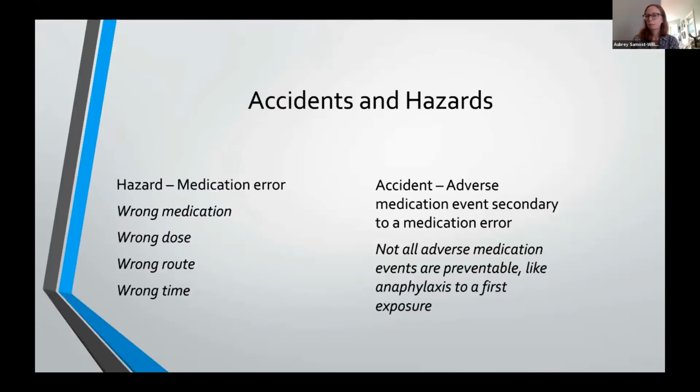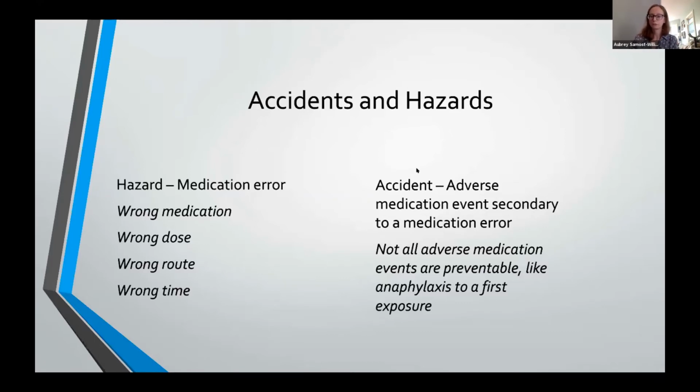So we started, like with all STPAs, with our accidents and our hazards. And these are reasonably clear and actually easy to apply in medicine, I've found. So the hazard is just medication error, and there's a lot of work done in defining medication errors, but essentially we talk about the 4 or 5 rights or wrongs in this case, which would be wrong medication, wrong dose, wrong route, wrong time, and sometimes people add wrong patient. And then these can be linked to our accidents. In this case, an adverse medication event secondary to a medication error.